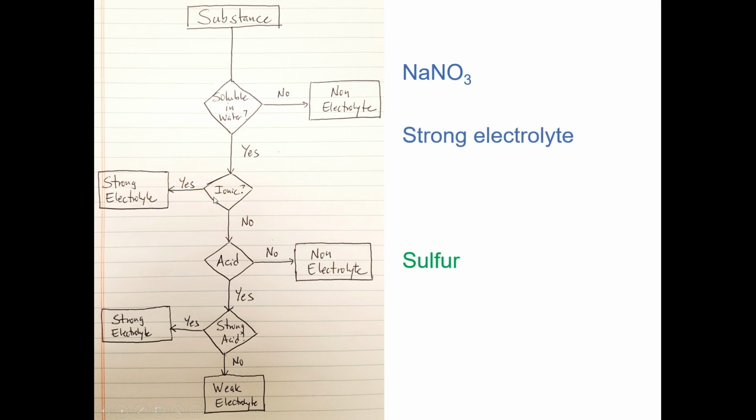Let's try our other reactant from the experiment that we did to make sulfuric acid, sulfur. Is sulfur soluble in water? The answer to that question is no. Sulfur is not water soluble, and therefore sulfur is a non-electrolyte. Let's try a couple more.